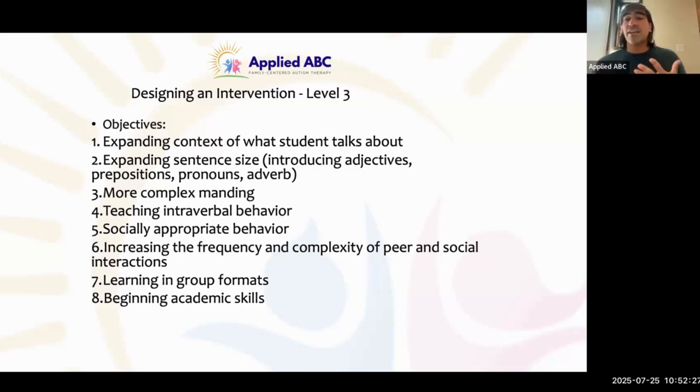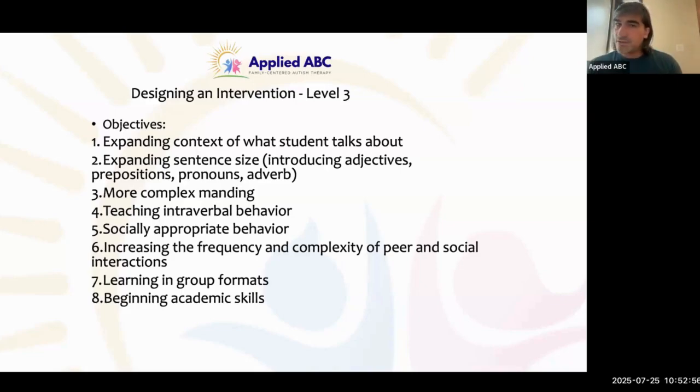That's conversational. That's getting social feedback, being reinforced socially, listening to what someone says and responding appropriately, that kind of thing. Answering questions is a very early and essential intraverbal skill. Expanding sentence size, adjectives, prepositions, pronouns, adverbs, upping that complexity and specificity. More complex manding, manding with an adjective. I want the red one, the big one, etc.